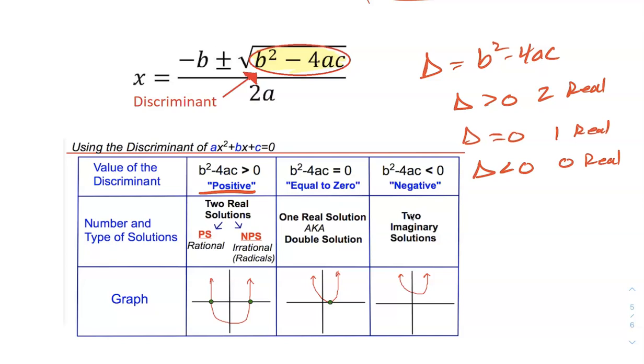So you can say either way you want. You can say 0 real, or you can say you have 2 imaginary. Same thing. But that's the discriminant. I will give you the formula for the discriminant. You should know it right from the quadratic formula. But I won't tell you this part. This part you have to know. So if it's positive, you get 2 real. If it equals 0, you get 1 real. If it's negative, you get 0 real or 2 imaginary.